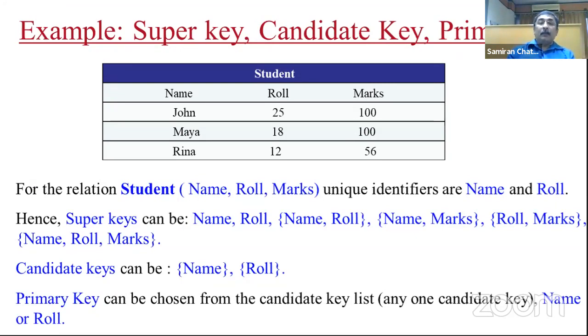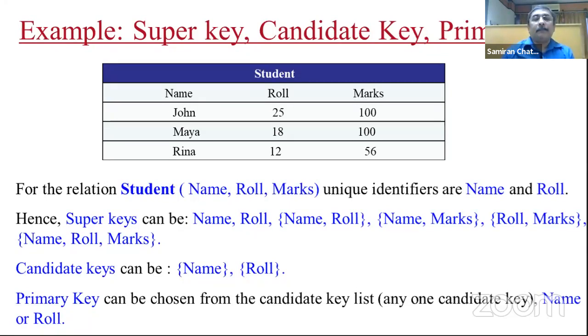So if you argue in this manner, you find out that name may be a unique identifier of this table. Roll may be a unique identifier of this table. But look at marks. If I say marks is 100, am I reaching a single unique row in this table? No. If I say marks is 100, there are two rows where I jump to. One is for John, the other is for Maya. So marks is not a unique identifier for this table. So for this particular table, unique identifiers are name and roll.